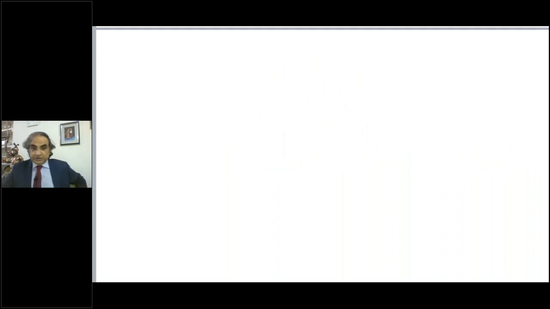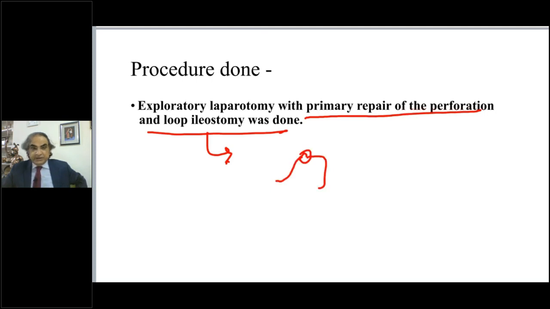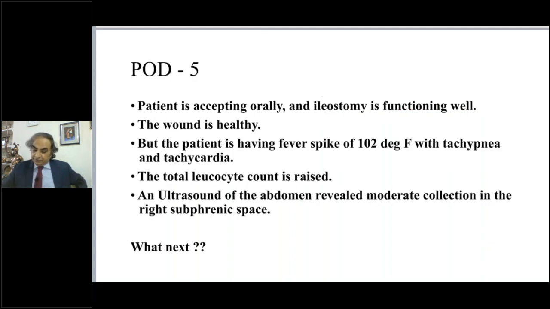We'll move on to what was done in this case. Now, this is what was done. Primary repair of the perforation and a proximal loop ileostomy was done. You could have done just the ileostomy also. But since the distal part could not be delivered by the registrar, this was the question I would ask: why didn't you exteriorize? Is there any role of exteriorizing the perforation? There is a role, and we'll discuss it quickly. I'll show it to you.